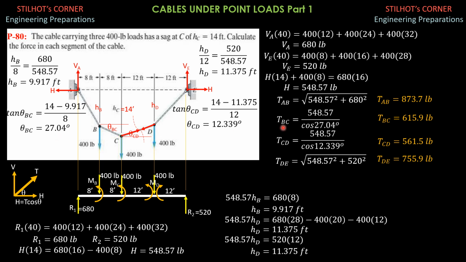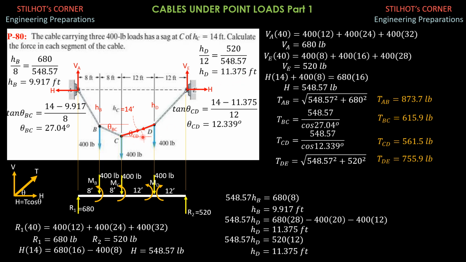The tension in BC therefore is H 548.57 over cosine of 27.04, and that is 615.9 pounds. Likewise, to solve for HD by similar triangles, HD as to 12 equals the vertical component of tension 520 as the horizontal component of tension 548.57. So HD is 11.375 feet.